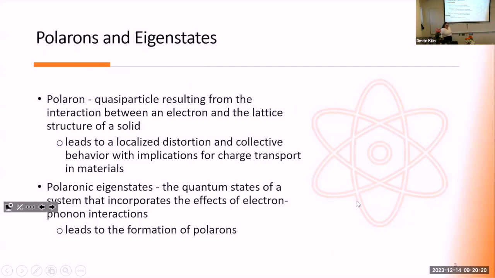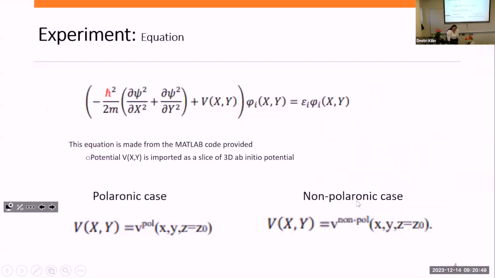So, polarons and eigenstates. A polaron, building off of what Kaiden said, is a quasi-particle which results from an interaction between an electron and the lattice structure of a solid. This leads to localized distortion and collective behavior. The Polaronic eigenstates are the quantum states of a system that incorporates the effects of electron-phonon interactions, and this is what leads to the formation of the polarons.